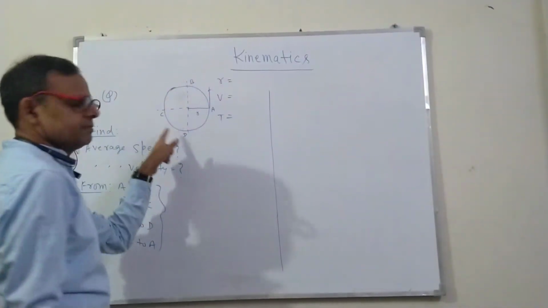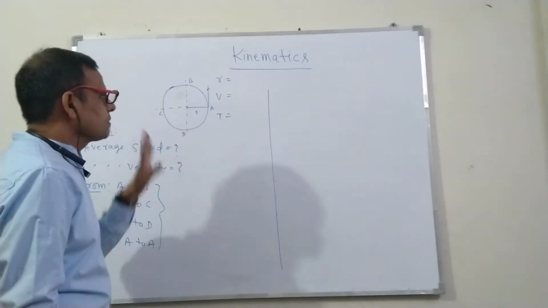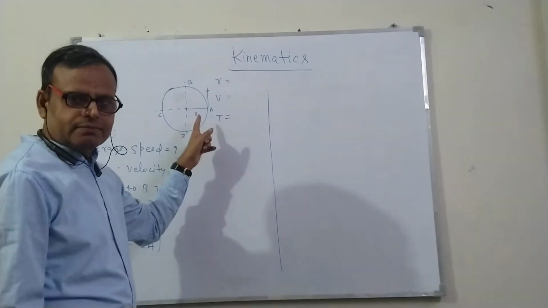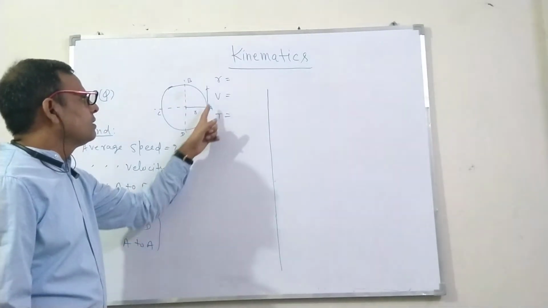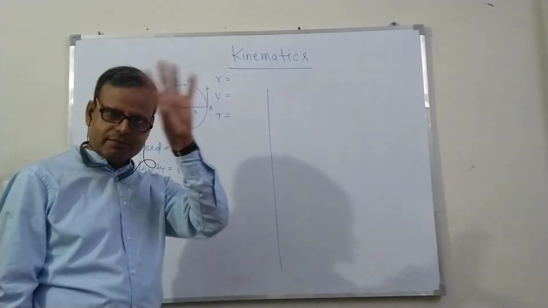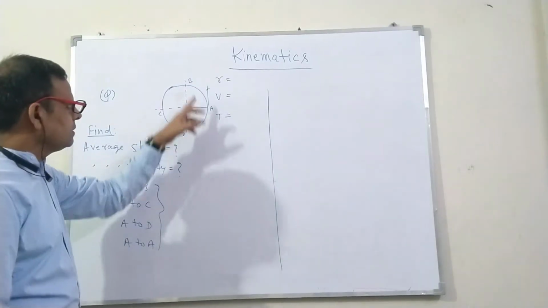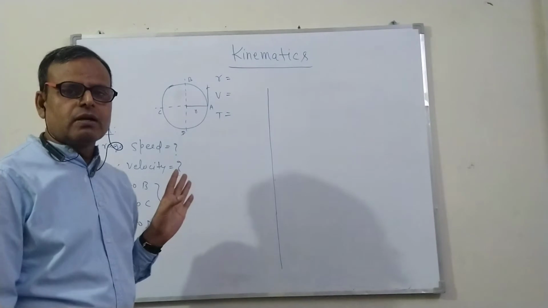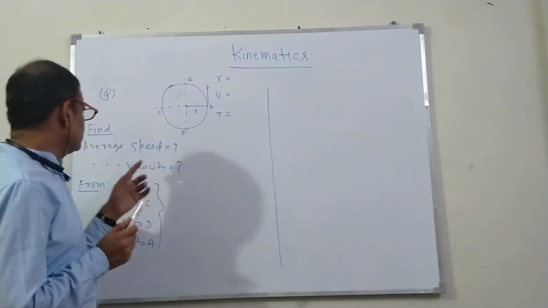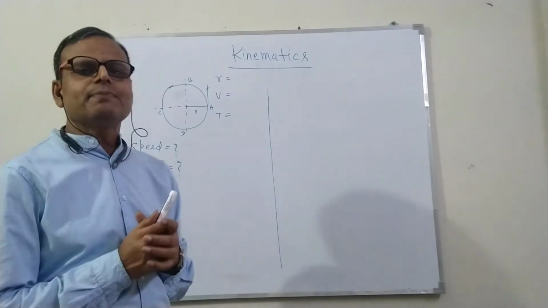in uniform circular motion, in a circle of radius r, velocity v and time period T, a body is revolving along this circular path. The diagram is given here. We have to find the average speed and velocity.